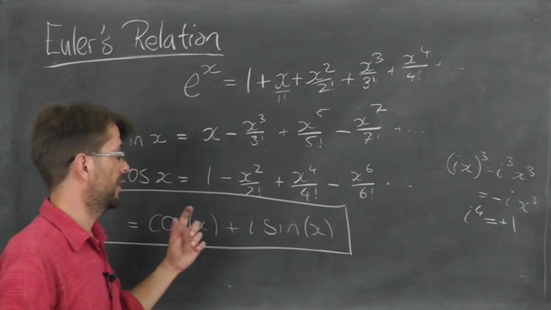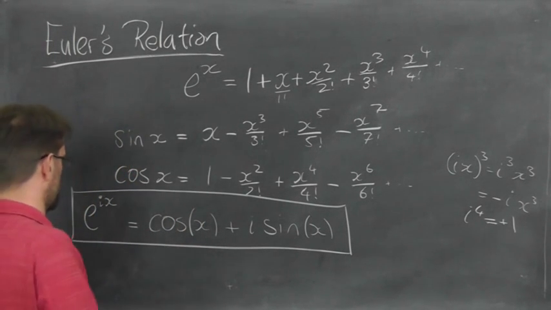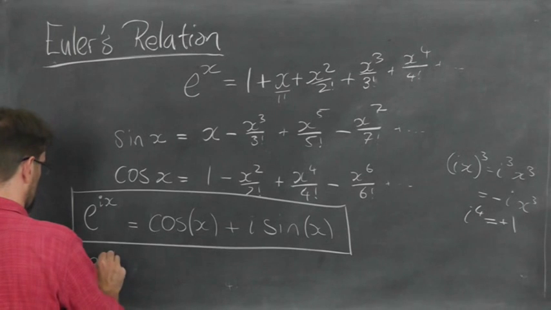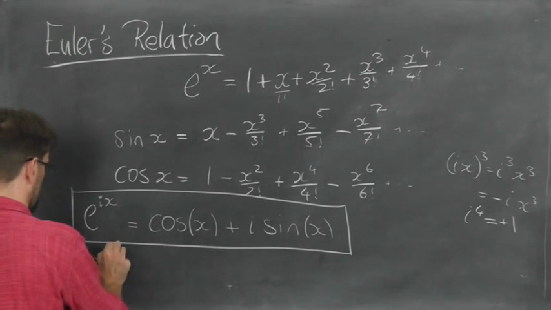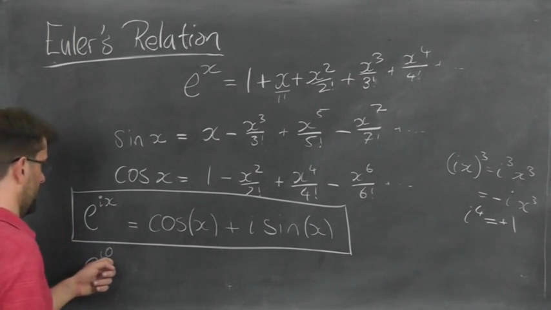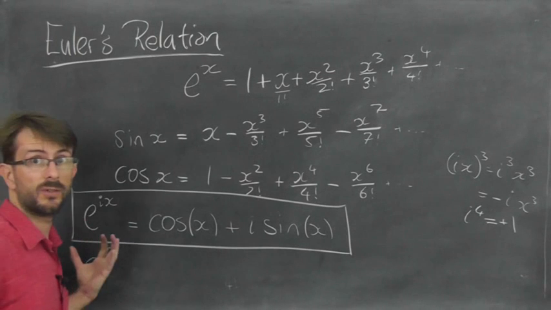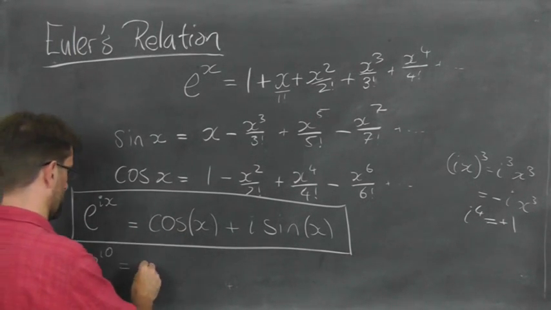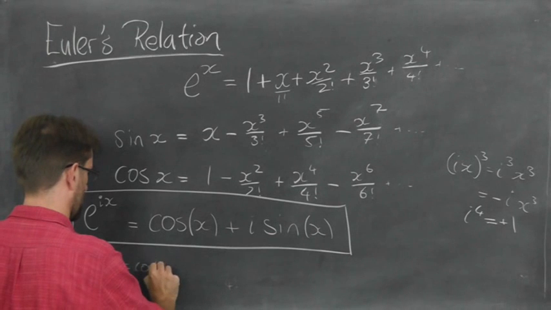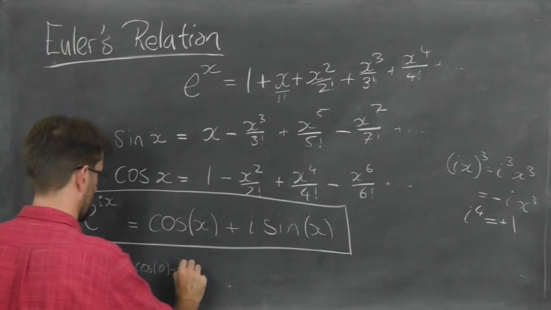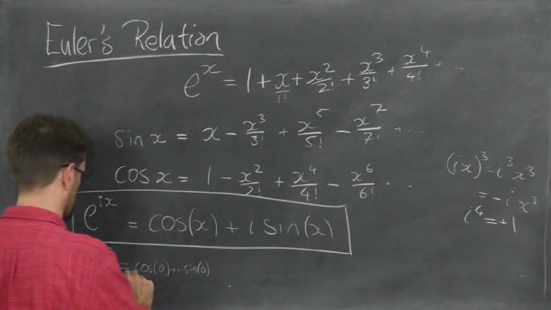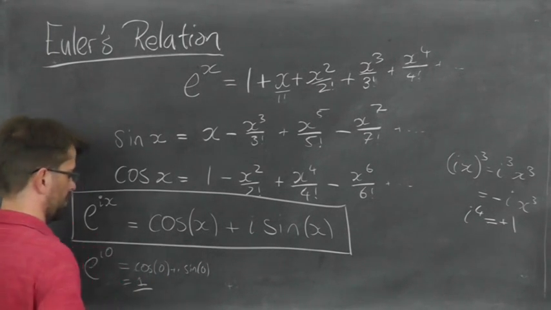Okay, so let's just have a look at a few results here. So let's just give you some examples. So e to the I times 0, that should be the same as e to the 0, and anything to the 0 should be 1. So if we put 0 in here, that's cos of 0 plus I sine of 0. Well, sine of 0 is 0, cos of 0 is 1, so that's equal to 1, what you'd expect.